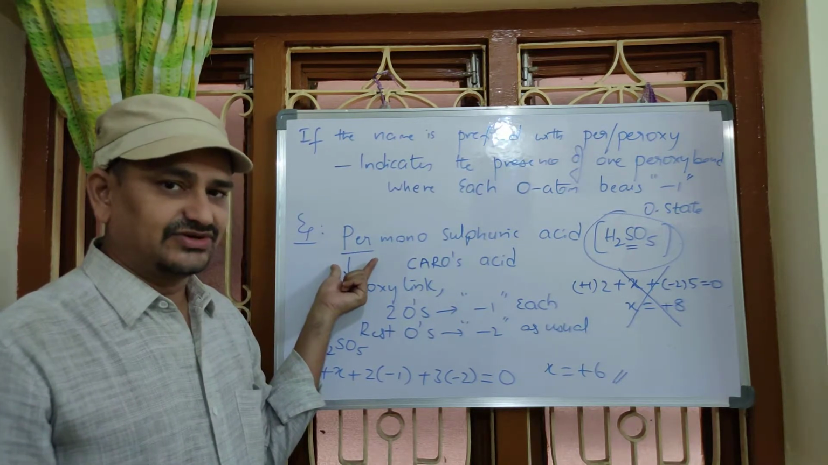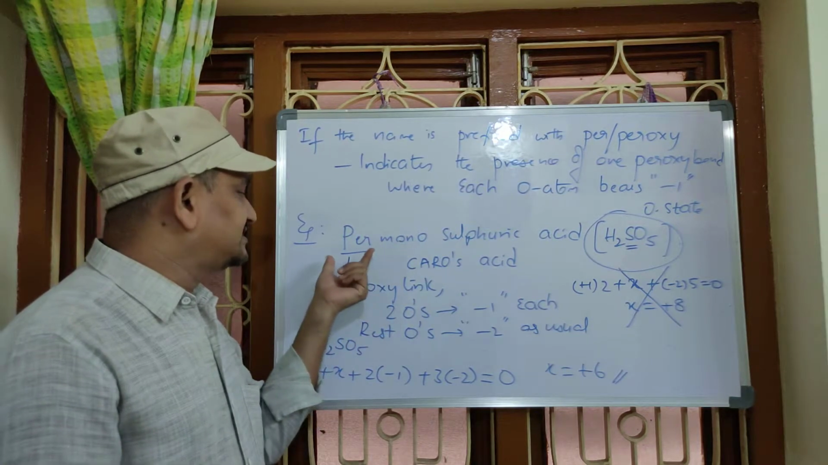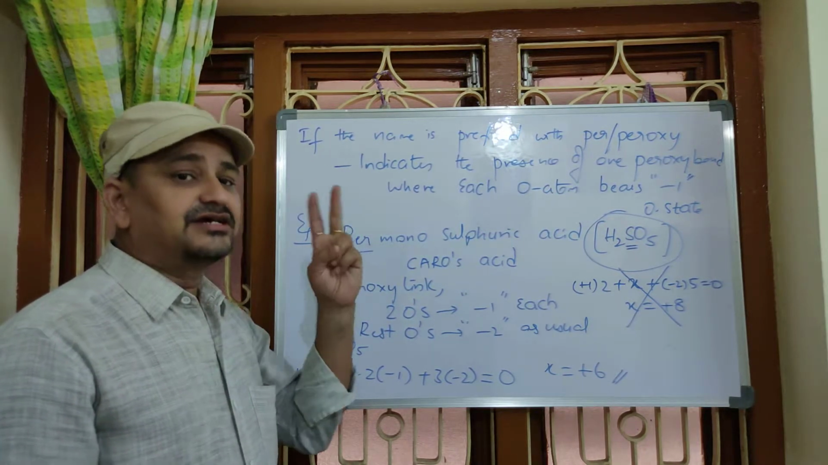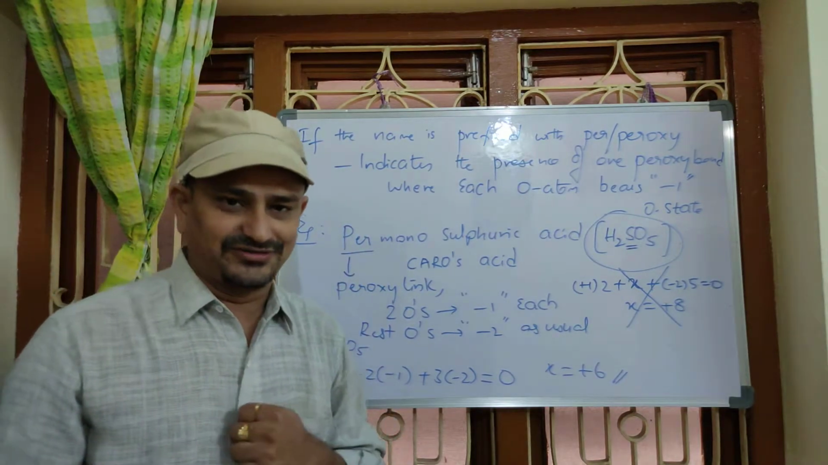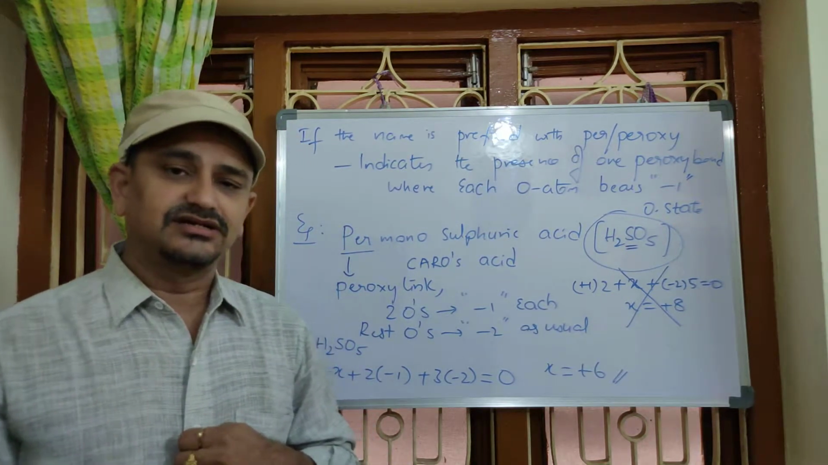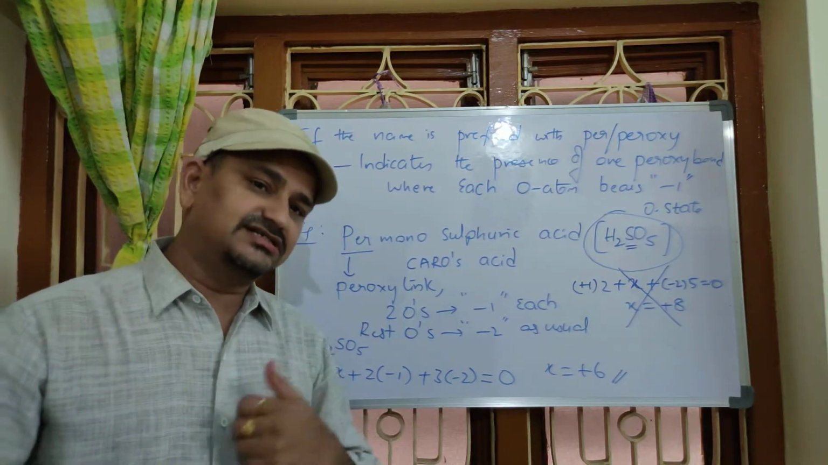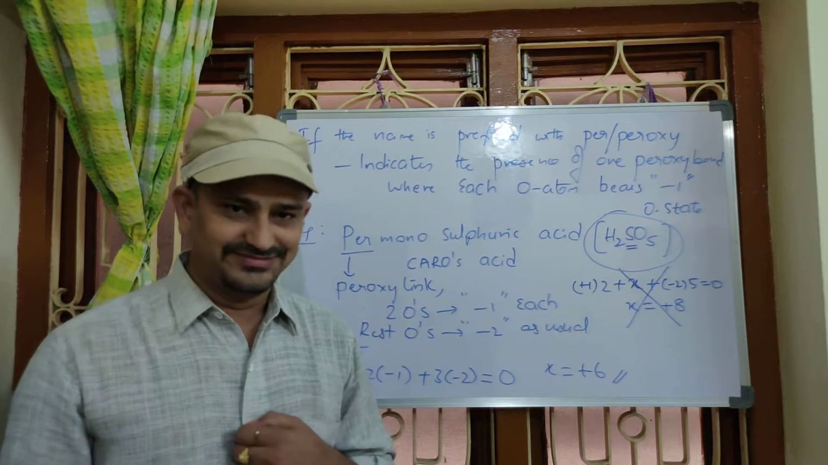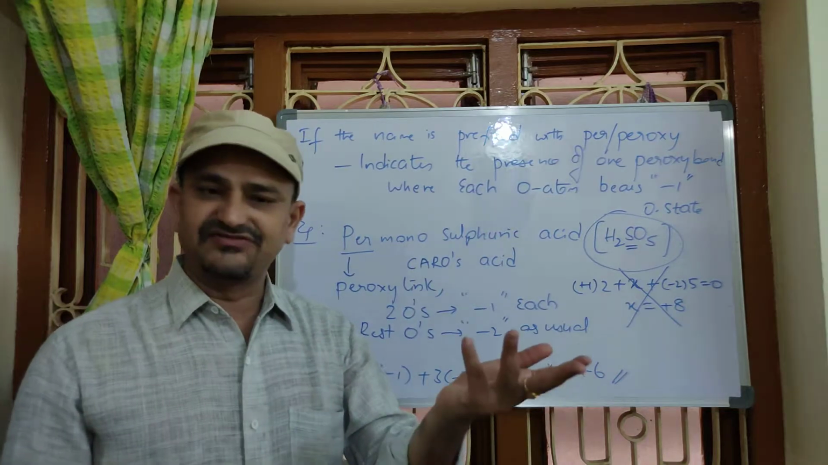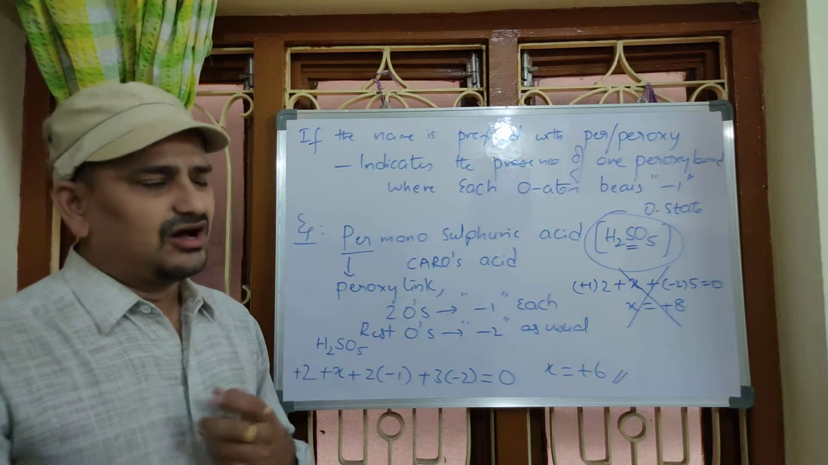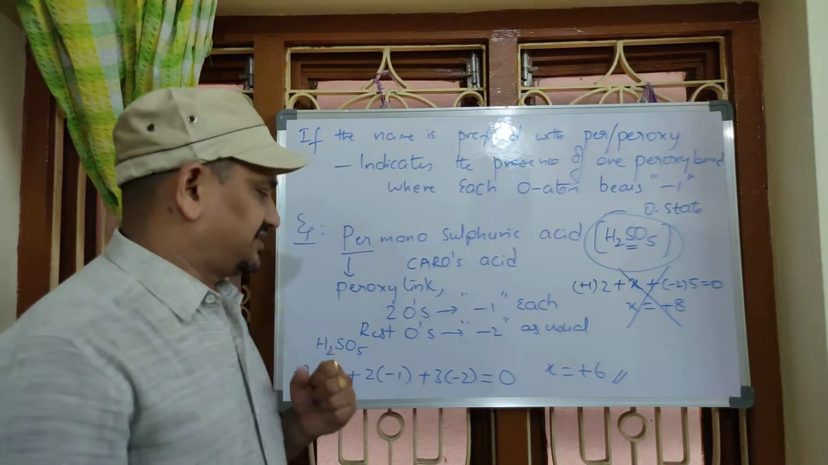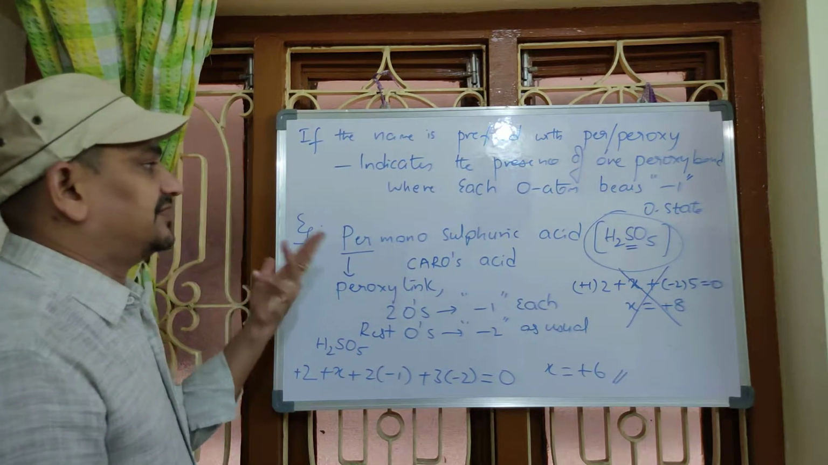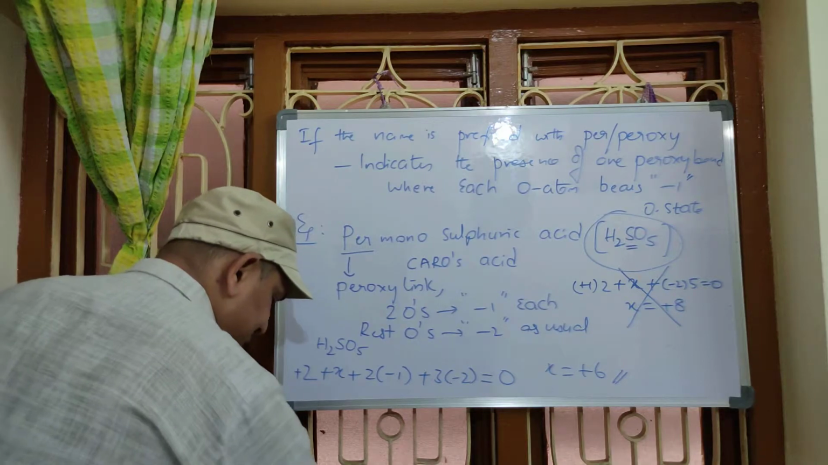Don't neglect this. If the name is prefixed with per, it indicates that 2 oxygen atoms are involved in a peroxy bond. You may get a doubt, sir, what if 2 peroxy bonds are there? That will be specified, don't worry. That specification will be given accordingly. Or in some cases you have to remember, no way. But this is clear. Now, let's come to our next case.